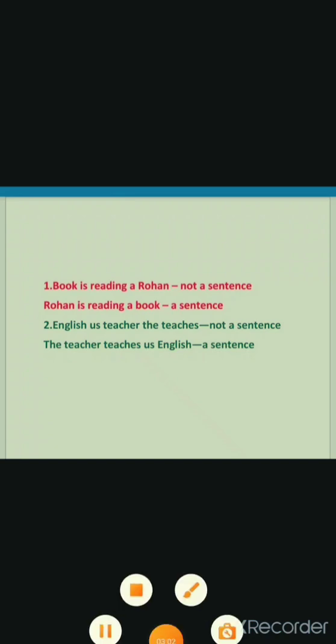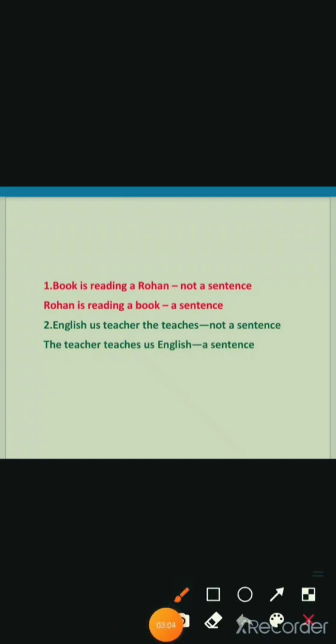Next, look at the next group of words. "Us teacher the teaches English." That also doesn't make any sense. This sentence also doesn't make any sense. But if I reorder it in a proper way, if I reorder the sentence correctly, then how will I write? The teacher teaches us English. This is a sentence.